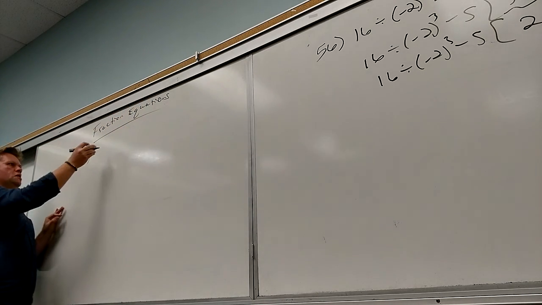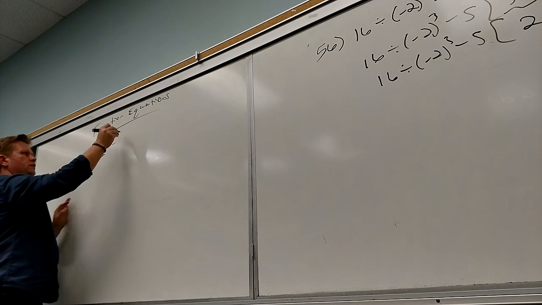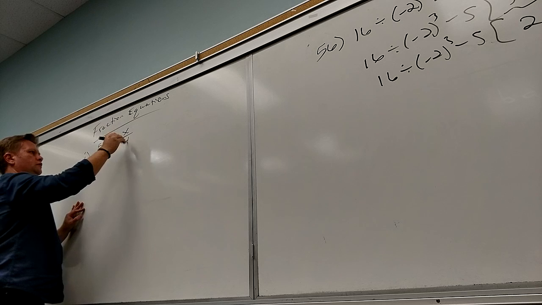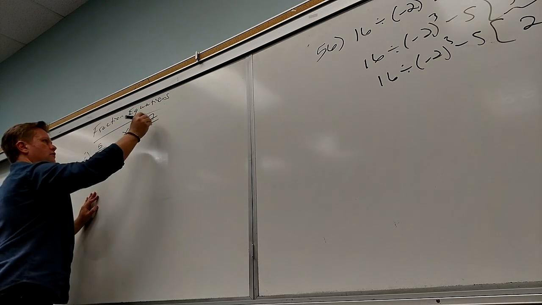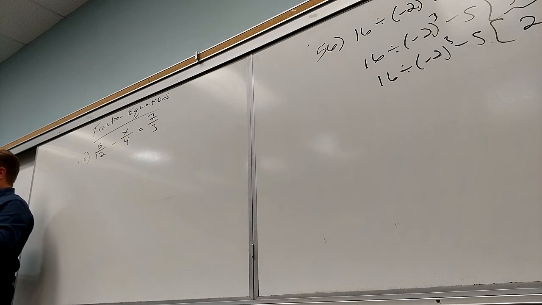So something like this. 5/12 minus x over 4 equals 7/3. I like it. You would, Jeff. If only every denominator was the same number, I could multiply by that number and kill all of them. They're not all the same number.